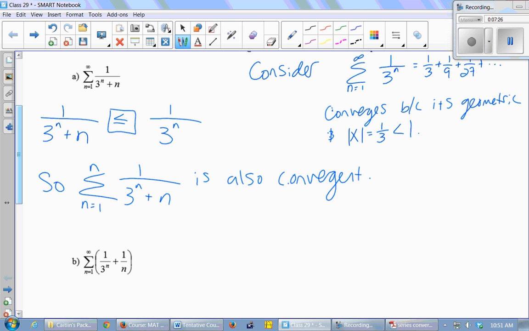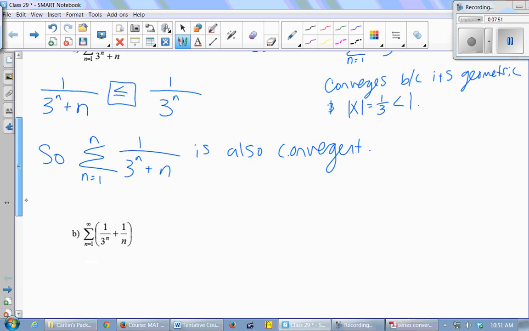That make sense? If you show that a sum is smaller than another convergent sum, it has to also converge. Because being smaller than something finite implies that it's also finite. It's okay?